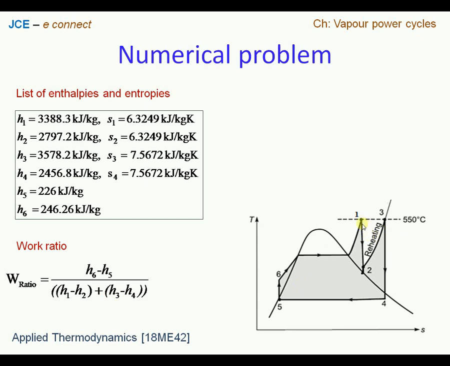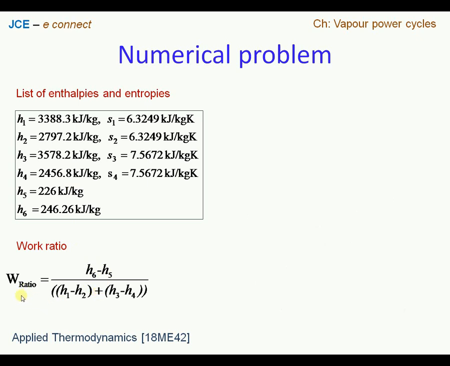So turbine work is happening in two stages. One is in the high pressure turbine, the other one is in the low pressure turbine. Therefore we have H1 minus H2, which corresponds to turbine 1 work, and H3 minus H4 corresponds to turbine 2 work. Therefore we have the enthalpies which we worked out earlier. We can substitute those data into this equation and get the value of work ratio as 1.18%.